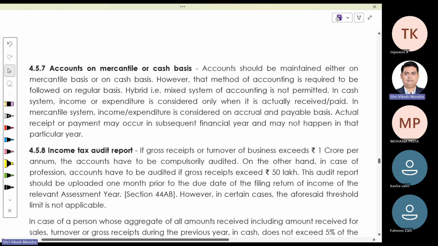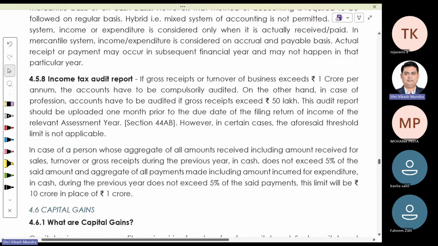Accounts on mercantile or cash basis, we already discussed. One more thing, income tax audit report. If you are running a business and your turnover exceeds rupees 1 crore, and you are not governed by some exceptional situation, in that situation, you are required to maintain books of accounts, and your books of accounts should be audited by a chartered accountant. It is a compulsory audit. And if you are a professional person and your gross receipts from that profession exceed rupees 50 lakh during the year, and you are not covered by an exceptional situation, then you are supposed to maintain books of accounts, and your books of accounts should be audited by a chartered accountant. Okay.